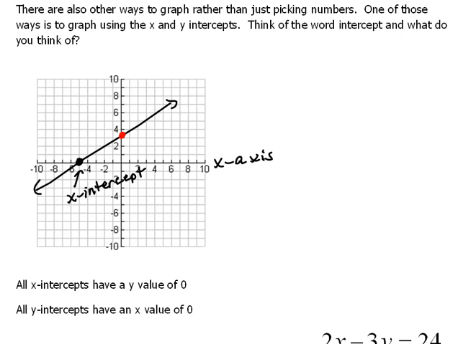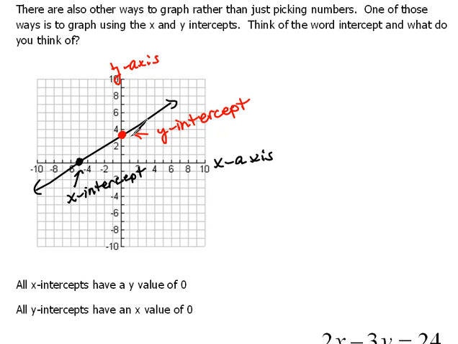Over at this point right here, this graph is colliding with the y-axis, right? Well, this is called a y-intercept. So an x-intercept crosses the x-axis. A y-intercept crosses the y-axis.